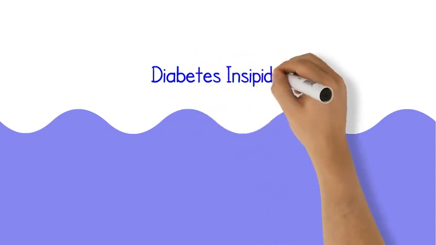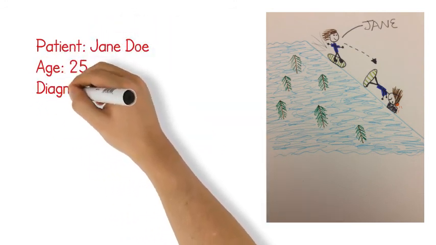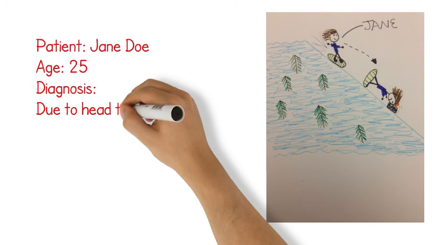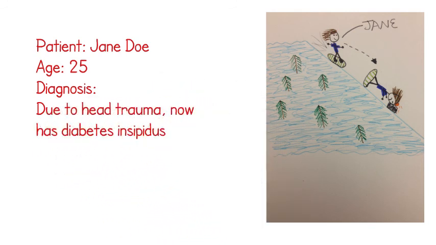Diabetes insipidus. Jane, a 25-year-old female, was snowboarding without a helmet. While racing down a ski hill, Jane fell and hit her head on a rock. Due to the head trauma, Jane is now diagnosed with central diabetes insipidus.